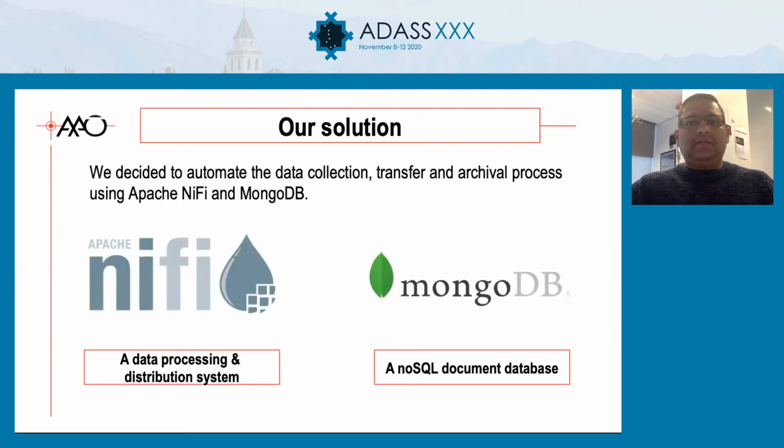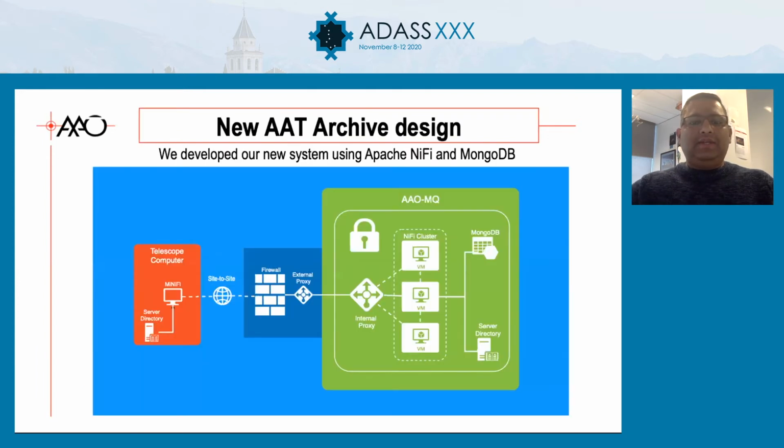So to address these problems, we decided to automate this system using Apache NiFi and MongoDB. Apache NiFi is a very powerful data processing and distribution system, and MongoDB, as most of you know, is a NoSQL database which stores data in documents in collections. So this is the design of the AAT archive.